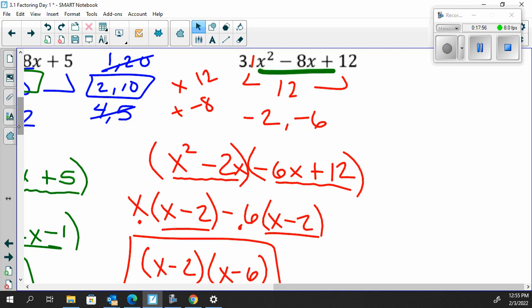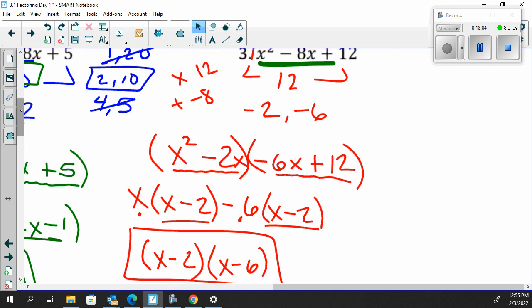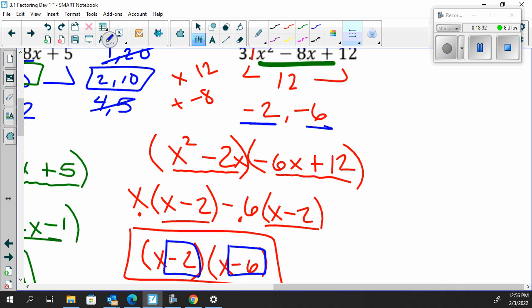Alright, one quick thing and then I'm done. What do you notice? Do you notice anything about the numbers involved in this problem that we just did? Maybe the numbers in the answer and the numbers in the middle of the problem? The answer is x minus 2, x minus 6. Negative 2, negative 6, those are the numbers we got at the beginning!